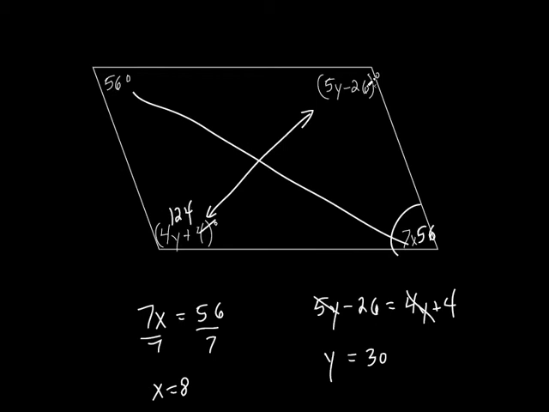Let's see if this angle is the same exact thing. And if it is, then that thing's a parallelogram, isn't it? 5 times 30 is what? 150. And 150 minus 26 is 124, just like it's supposed to be. So look, y made these two angles equal to each other, didn't it? Okay, y equals 30 made these two angles equal. X equals 8 made these two angles equal. So if the opposite angles are equal, guess what this thing is? It's a parallelogram.